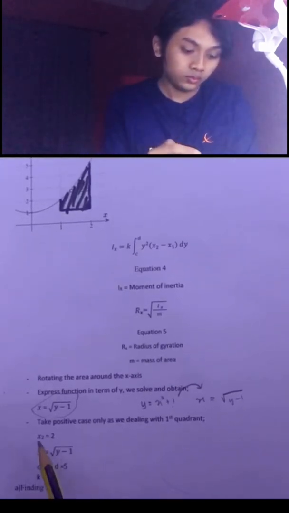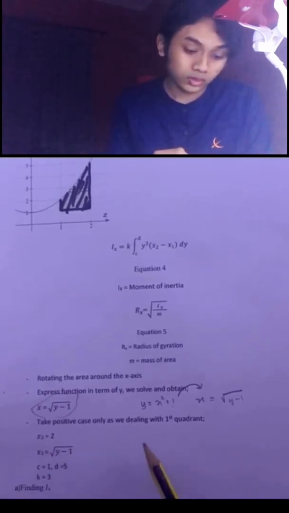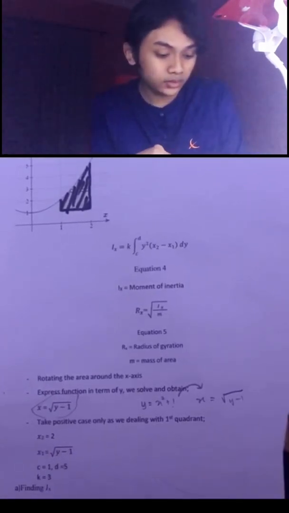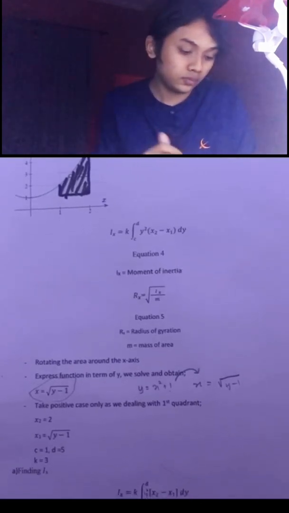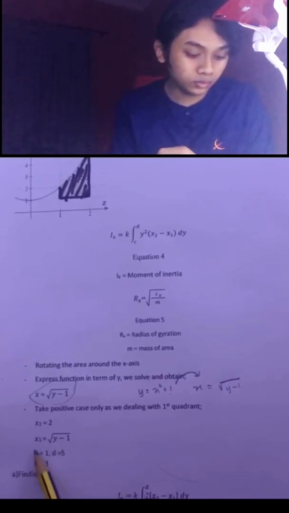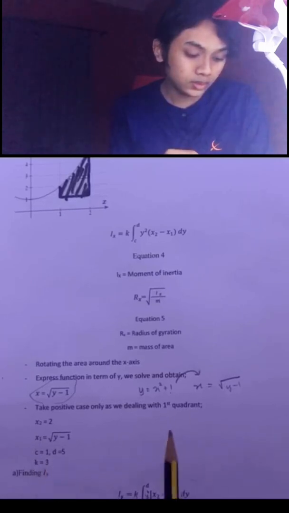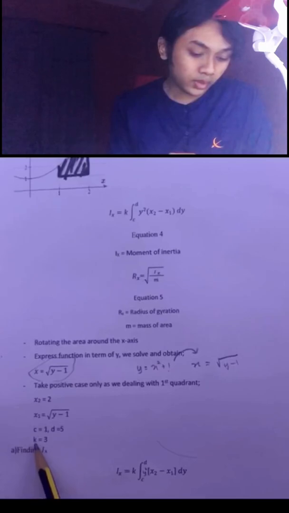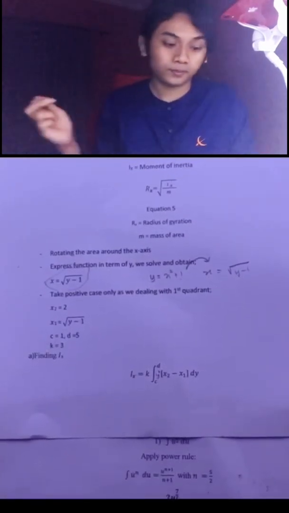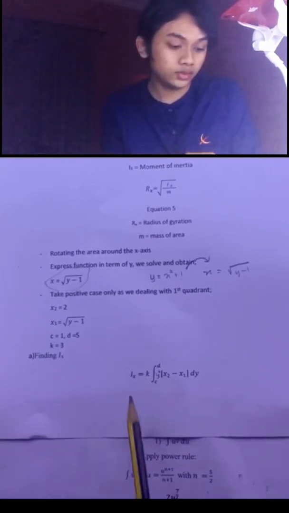And we also have to take positive case only, as we are dealing with the first quadrant. So the values that we are going to take are x2 equal to 2, x1 equal to square root of y minus 1, c equal to 1, d equal to 5, k equal to 3. As we have all the values, we need to find the inertia, which is Ix.